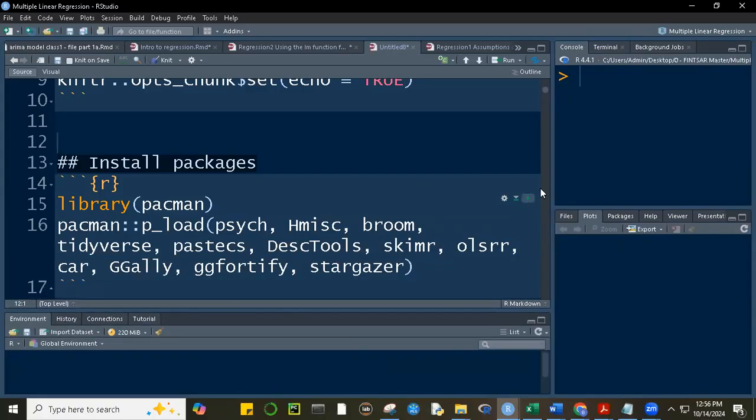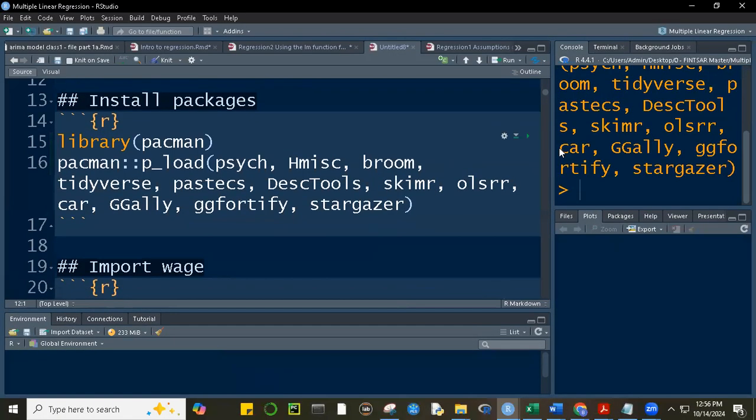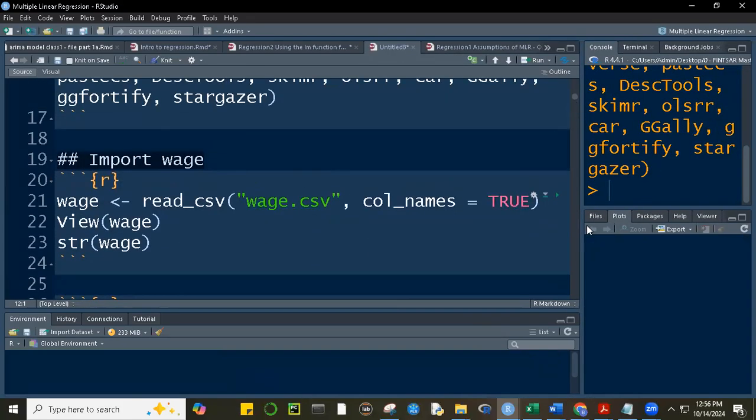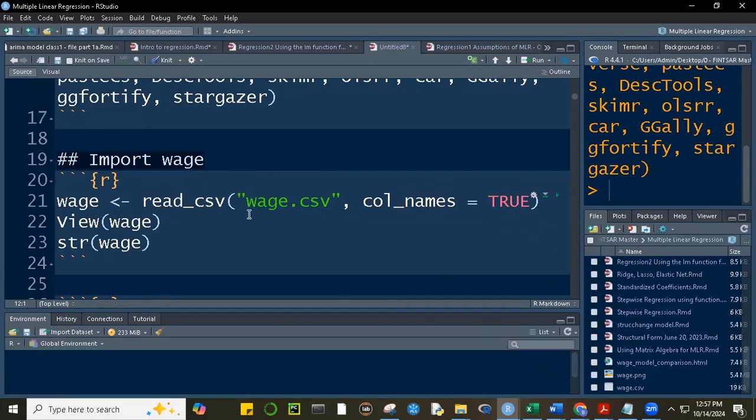So let me run this. Okay. And then we said that we're going to make use of the wage data set. Make sure that the wage data set is loaded in your R project, making it easy to access it.